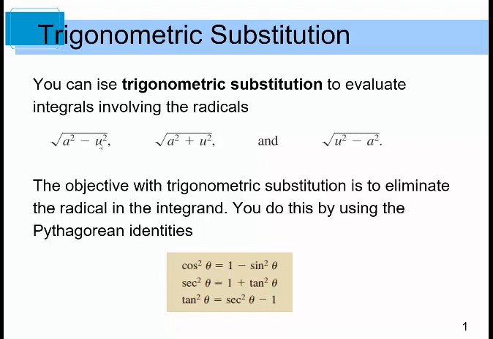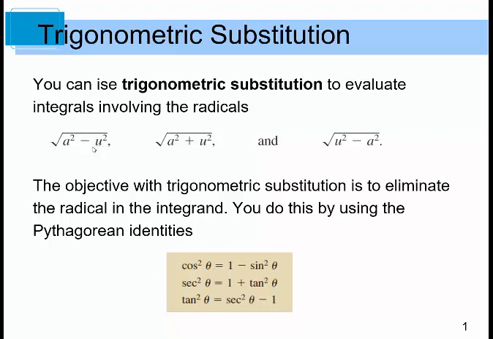So the square root of a squared minus u squared, the square root of a squared plus u squared, and the square root of u squared minus a squared. Now here's the thing: a here is just supposed to be a constant. For example, 9 is the same thing as 3 squared, and 16 is the same thing as 4 squared. And u here is going to be some function of x.